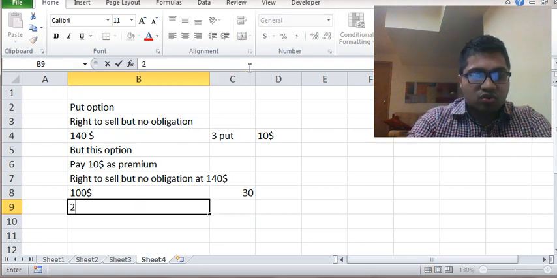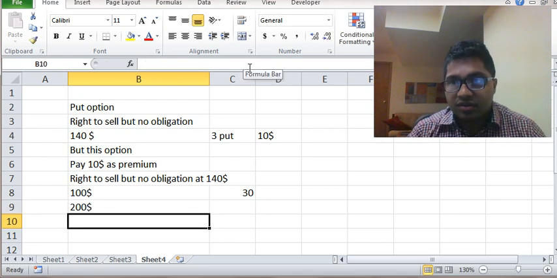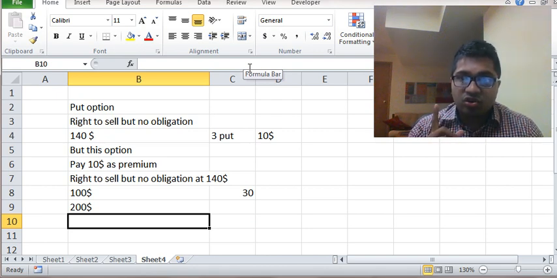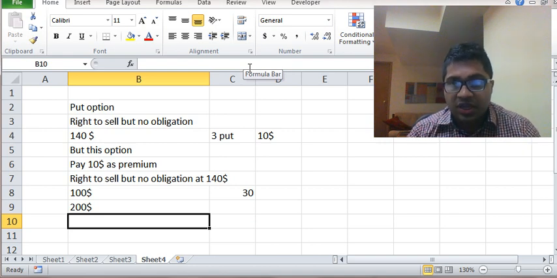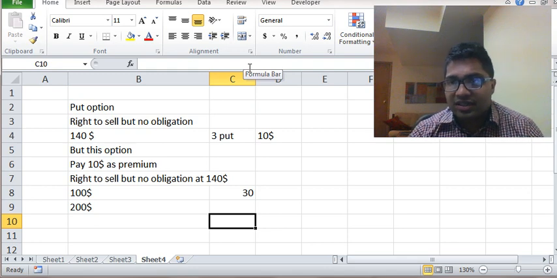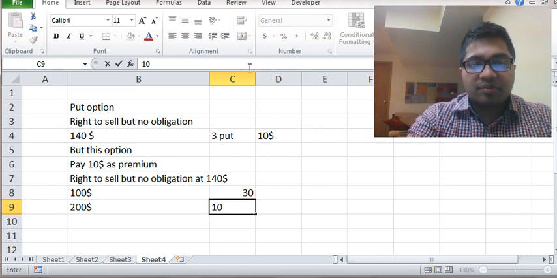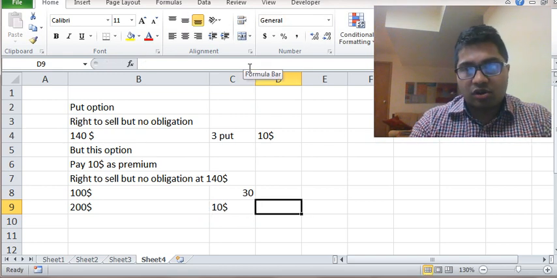If Facebook goes to $200, if you were seller in future, you would make a loss because you had an obligation to sell at 140 when the price was 200. But this is not future, it is options. So you have right, but there is no obligation. No one can force you. So you may decide just not to execute. You will not sell stock that is worth 200 for 140. So you give up your premium. So $10 is your loss.